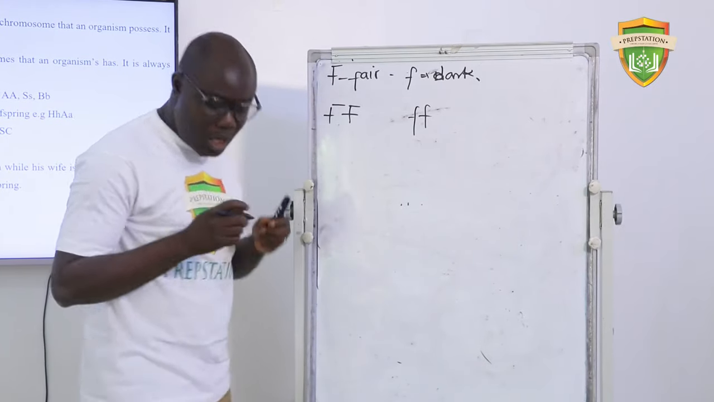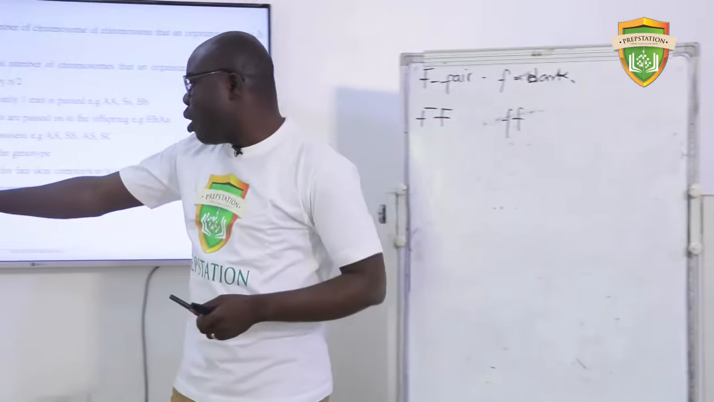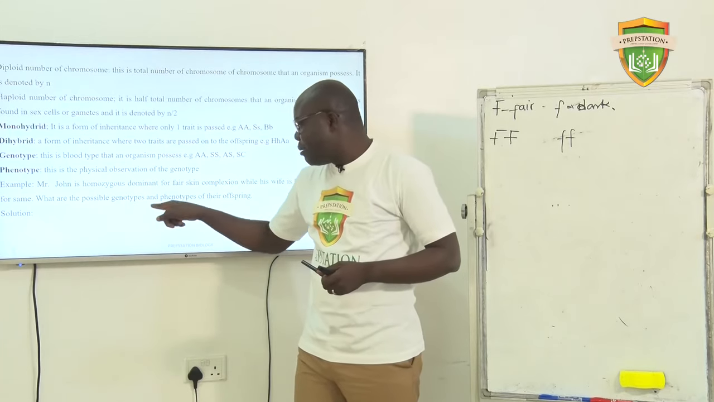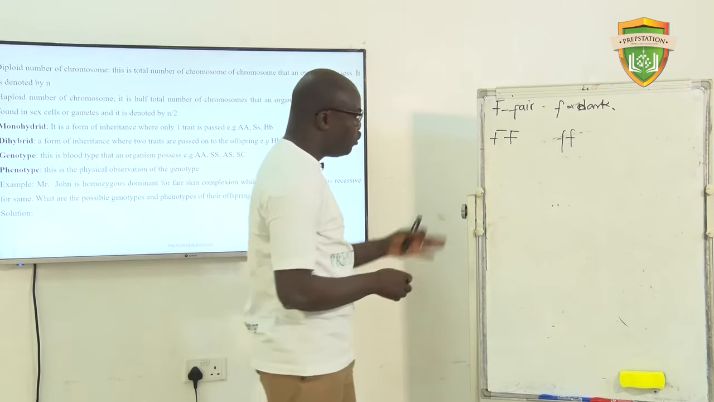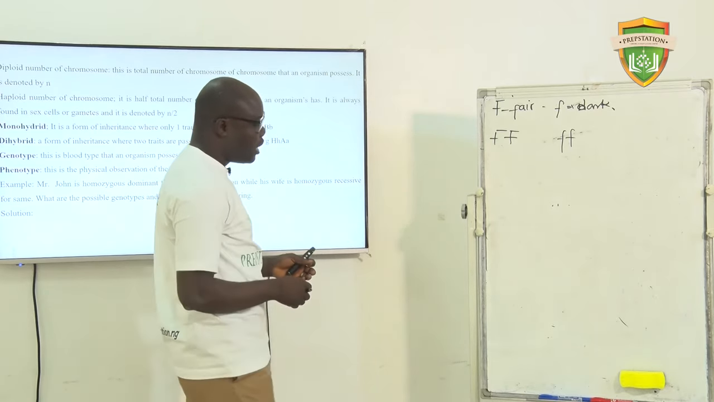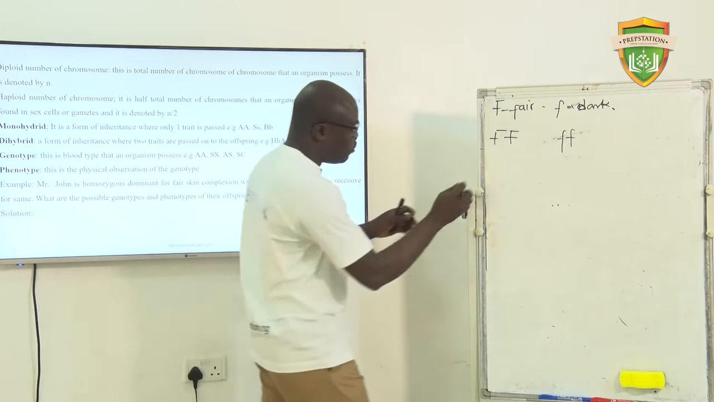I'm showing you. Now the question is this. What are the possible genotypes and phenotypes of their offspring? So let's do it. Now let's look at the children of this union. What are the offspring that will come from this union? So let's look at it.